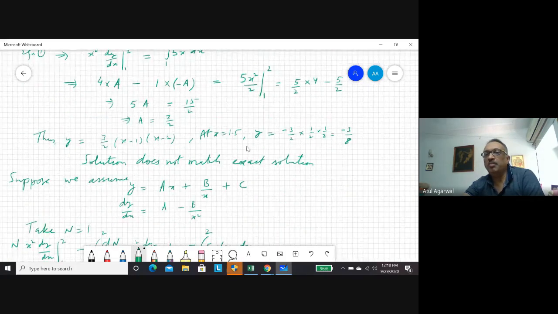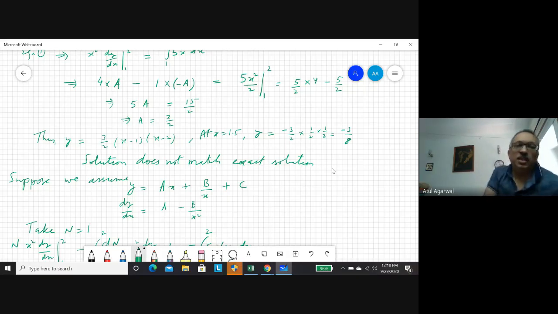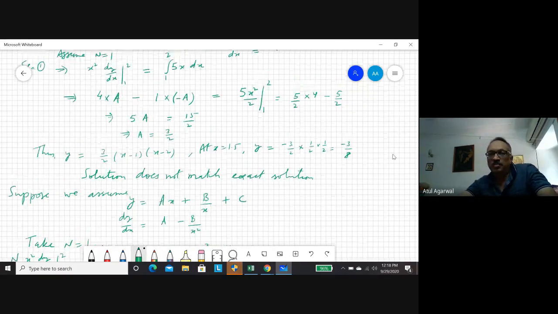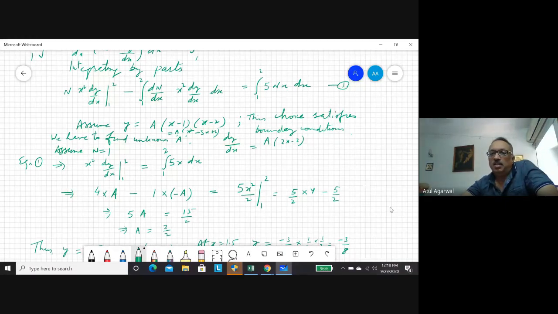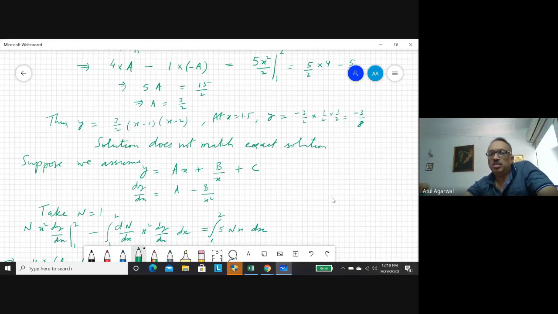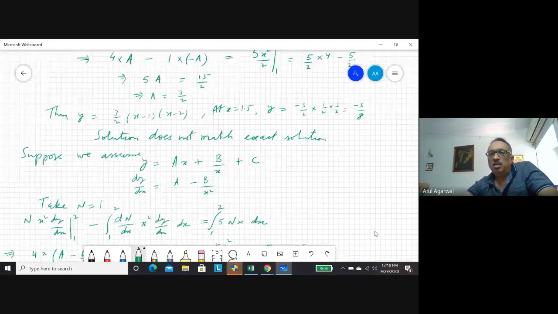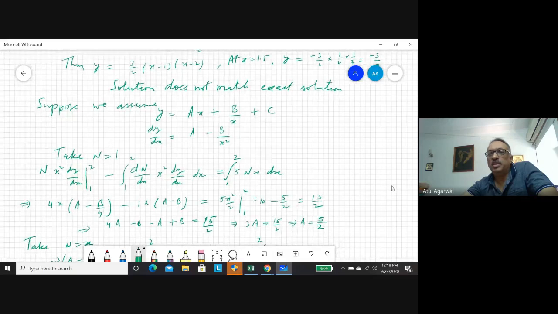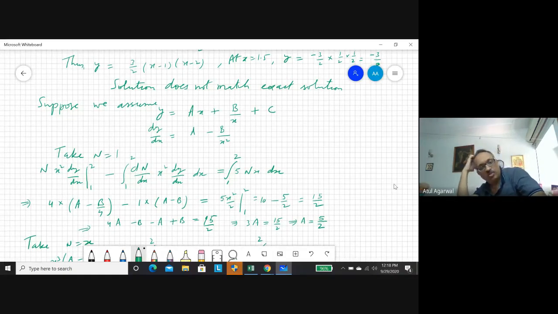So at x is equal to 1.5 we get this value of y. We will see that this does not match the exact solution. So for reaching the exact solution, we have to improve our choice of the initial function we have chosen for y. We chose this as the y. So we reach an approximate solution given by this. This is not an exact solution because we have chosen or considered only one weighting function. We have to use more number of unknowns in our solution.